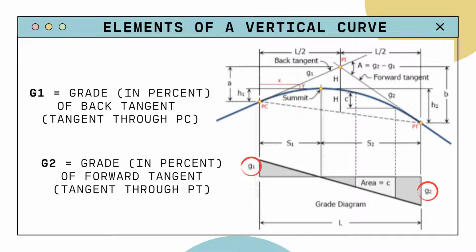So G1 and G2 are just like the previous examples, H1 and H2, and S1 and S2. They're basically opposites, as every variable labeled with 1 involves the point of curvature or the back tangent, and every variable ending with 2, which is G2, S2, and H2, involves the forward tangent or the point of tangency.